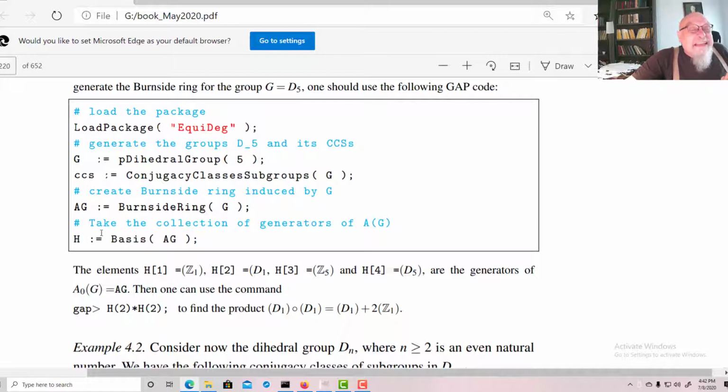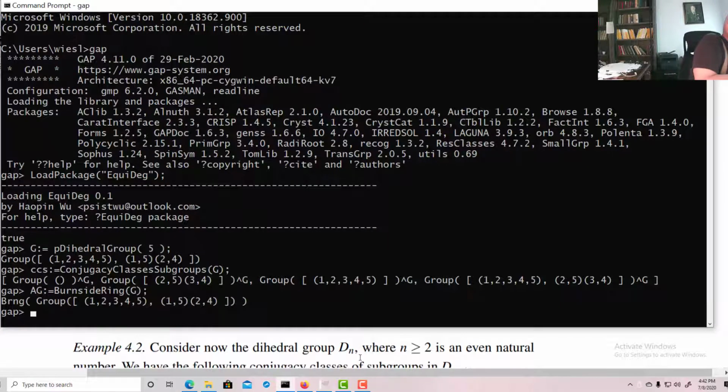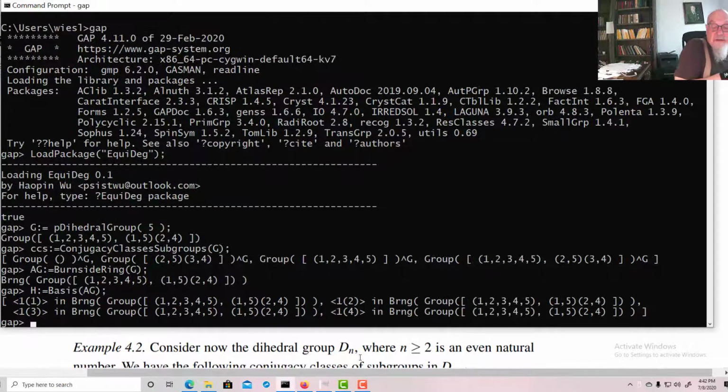So next thing what we do is we have these conjugacy classes, but these conjugacy classes correspond exactly to the generators. So the generators, which we will be denoting as H1, H2. So it means in a certain way those are the conjugacy classes of respective subgroups. So let me copy it. So this is our generator. H is equal basis, and this will be AG, or this Burnside ring.